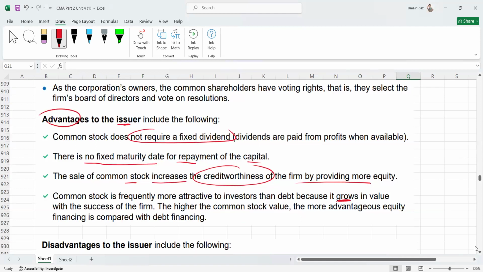For example, let's assume when we started a company, at that time the price was $2. Now, for example, after 5 years, the stock price is $100, right? Let's assume, I'm just assuming. Now if the company issues stock, obviously they will issue it at $100. So it means they can get more money by issuing less stock. So this is the advantage to the company also.